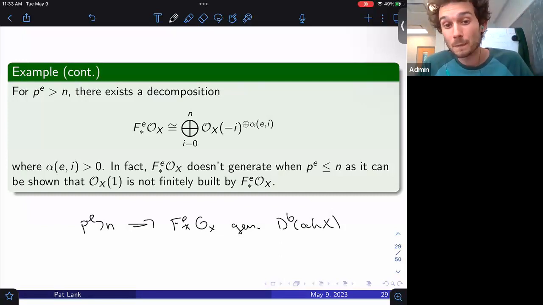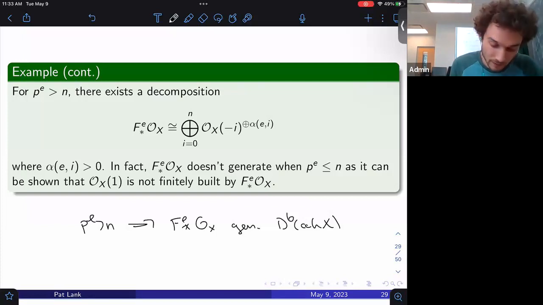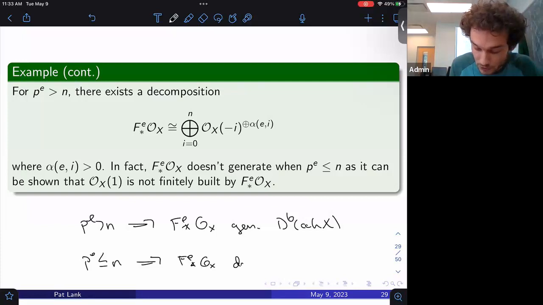On the other hand, when p^e is less than or equal to n, it turns out that this e-th pushforward does not build O_X(1), the first twist of the structure sheaf, which tells me I can't generate. So when p^e is less than or equal to n, this says F^e_* O_X doesn't generate.